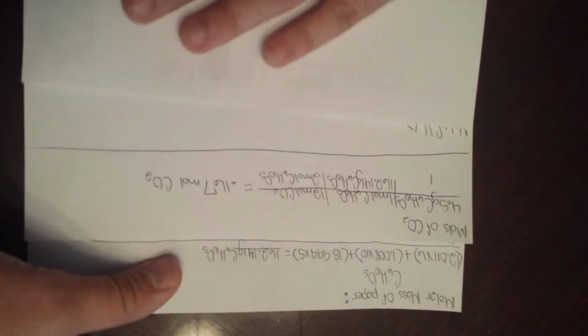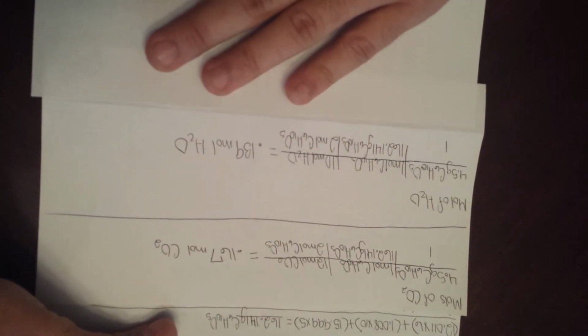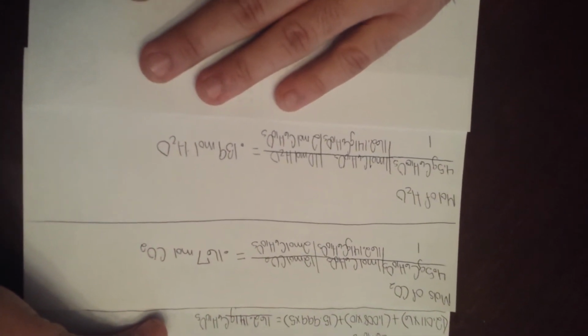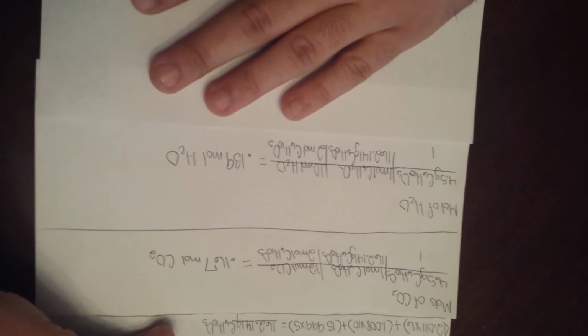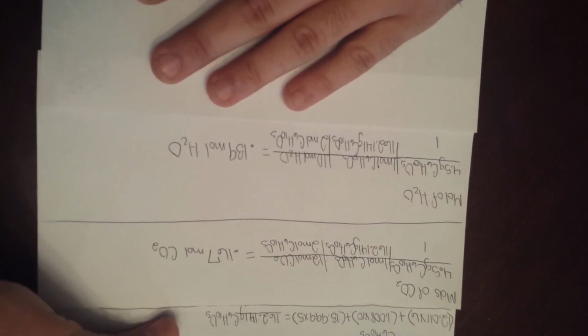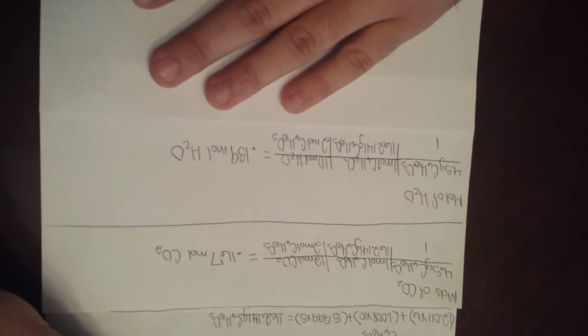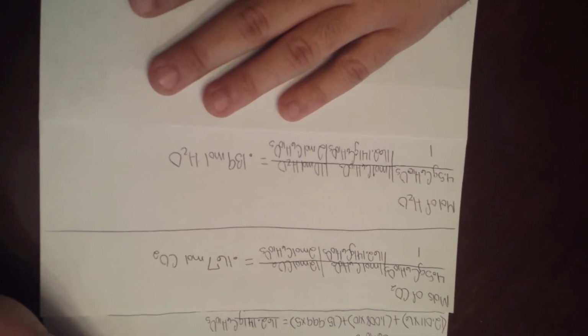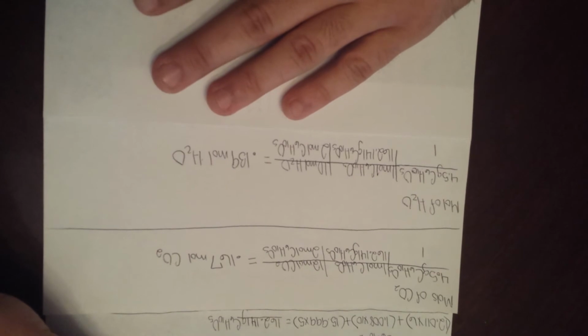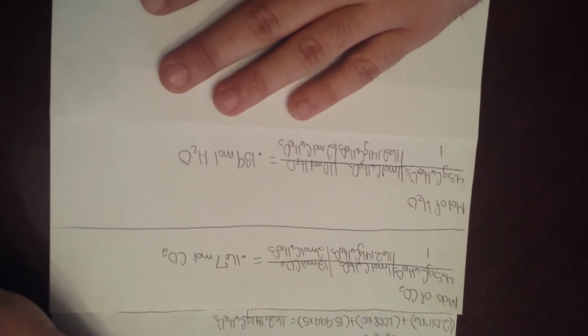For the moles of water, we did the exact same thing, except we changed the ratio from carbon to paper to water to paper. So it's 4.5 divided by 162.141 times 5, because 10 over 2 reduces down to 5, and we came up with 0.139 moles of water.